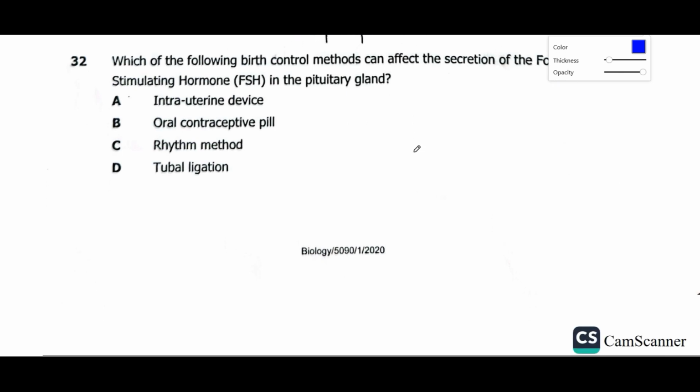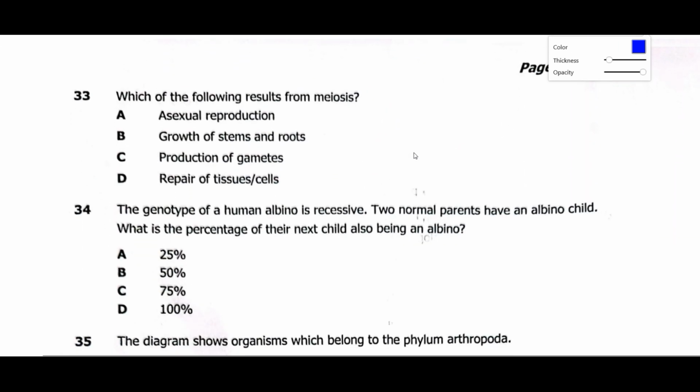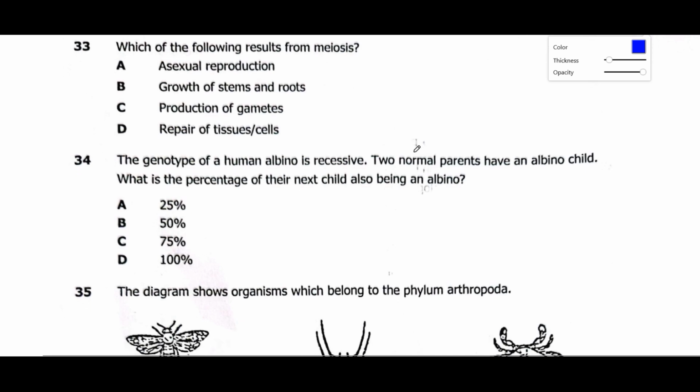Which of the following birth control methods can affect the secretion of the follicle stimulating hormone in the pituitary gland? So as long as it has to do with hormones, then it has to be oral contraceptive pills, because these other three methods do not involve hormones. They have to do with devices. So pills have to do with hormones, and therefore they can cause hormonal imbalances.